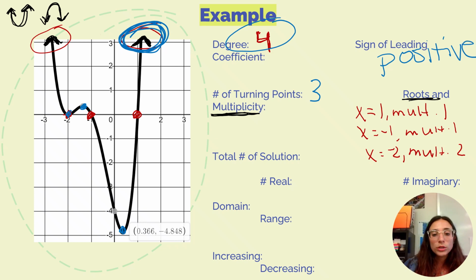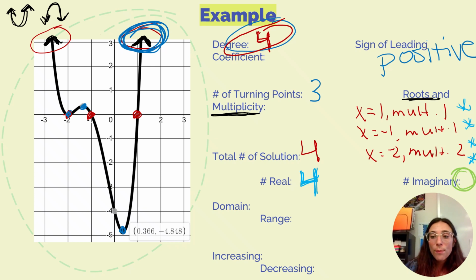Total number of solutions. If you remember, the total number of solutions should match your degree. So we have 4 total. I'm going to come over here to count how many real I have. I have 1 here, another one here, and another 2 here. So that's 4 real. Since I have 4 real, and I can only have a total of 4, that means I have 0 imaginary. If I had 2 real, then I would have 2 imaginary. And then domain, range, and all of those are the same as before.